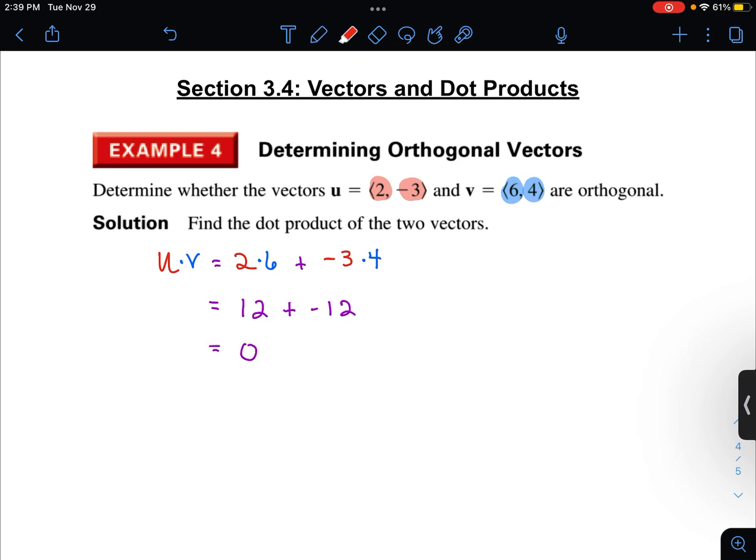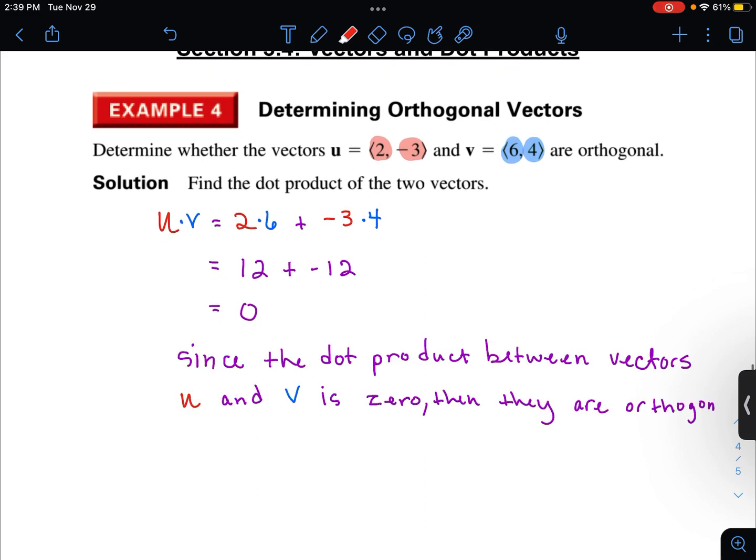So we can guarantee that if we were to draw these two vectors out, they're going to create a 90-degree angle between each other. We'll make a statement here: since the dot product between our vectors u and v is 0, then they are definitely orthogonal.